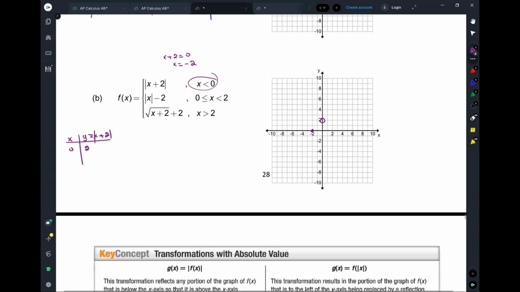So we knew that the vertex of this was going to be here. And look, I already have that point. And then here, I'm going to do a symmetric point there. Okay? So that's number 1.